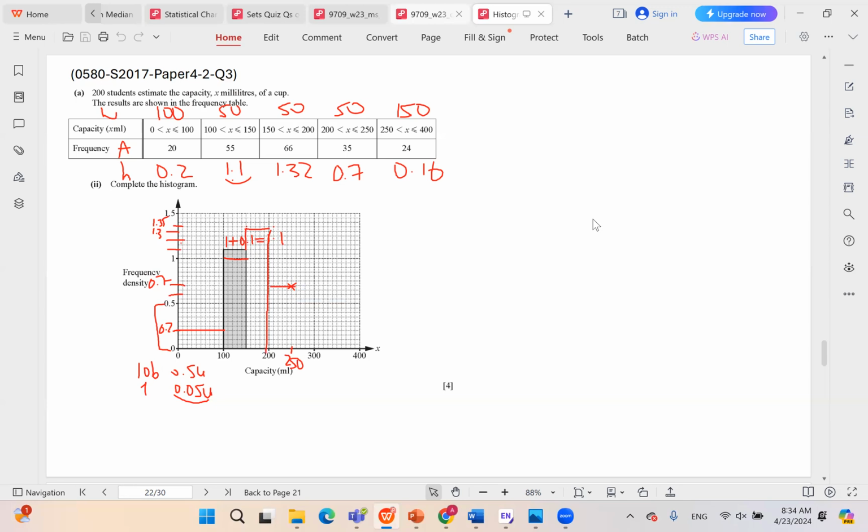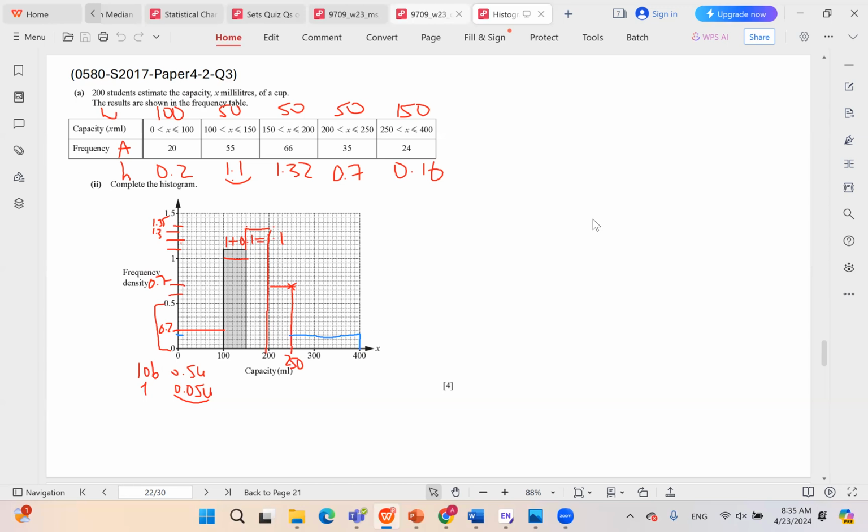And then from 250 to 400, we have a height of 0.16. So 0.16 would be between 0.1 and 0.2. So roughly at this box here, because this box is actually 0.15. So we can't get any more accurate than that. We're just going to complete the line here at 0.15 and just call it a day, because it's between 0.15 and 0.2. 0.16 is much closer to 0.15. So this should work as a proper histogram.